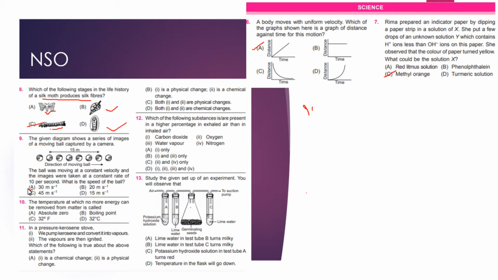The answer is 30 meter per second. The temperature at which no more energy can be removed from the matter is called as dash. This one is in your ICSE syllabus, I guess, the matter chapter.